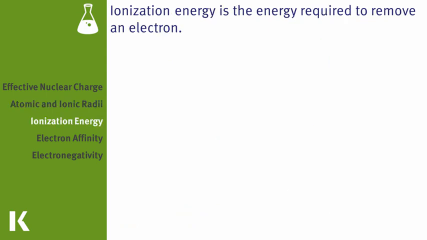Now we will examine the trend in the ionization energy of elements. Ionization energy is the energy required to remove a valence electron from an atom. This process requires energy in order to counteract the attraction the electron feels to the nucleus. Therefore, it is an endothermic process.